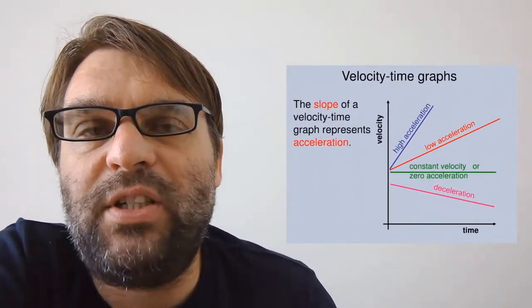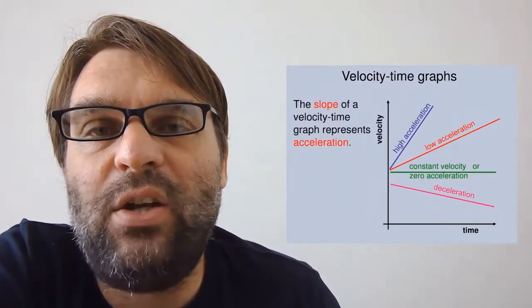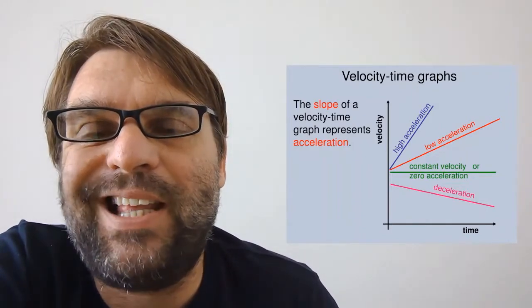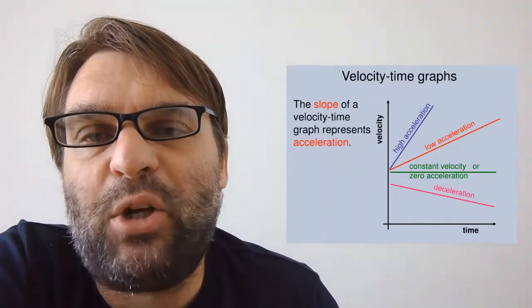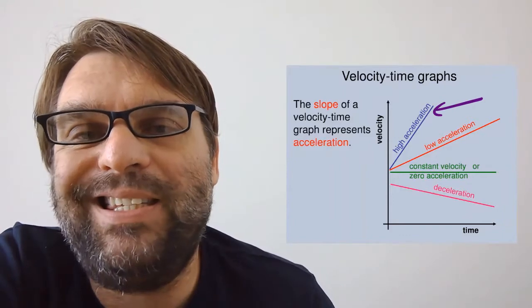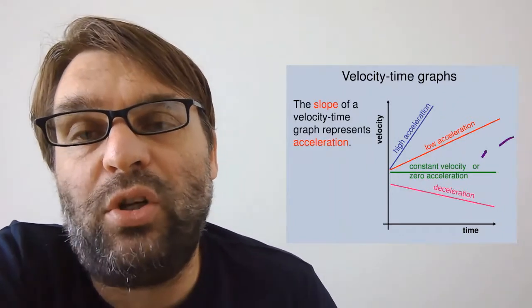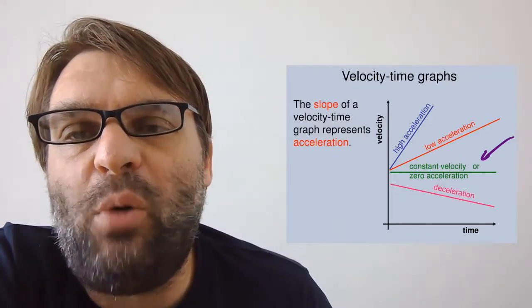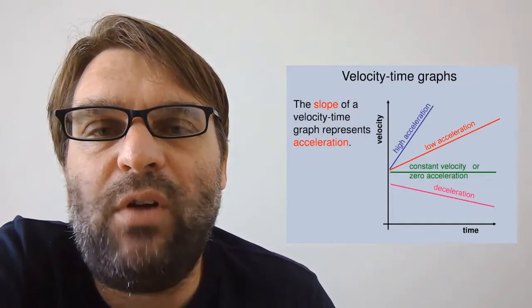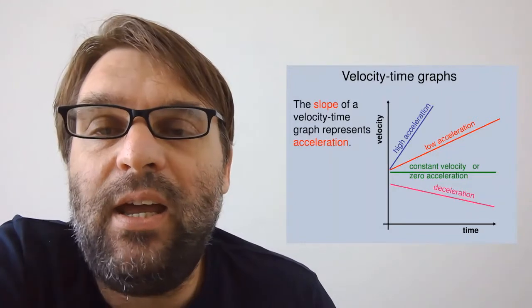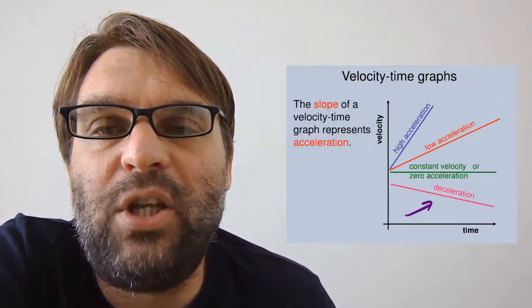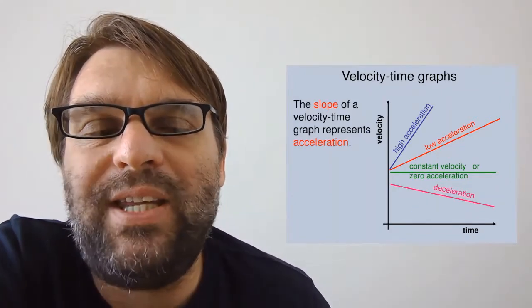In terms of velocity time graphs, the slope or gradient of a velocity time graph represents the acceleration. And the steeper the gradient, the more the object is accelerating. If the gradient is horizontal or zero, it means that the object is traveling at constant velocity. And if the gradient is negative, it means the object is slowing down or decelerating.